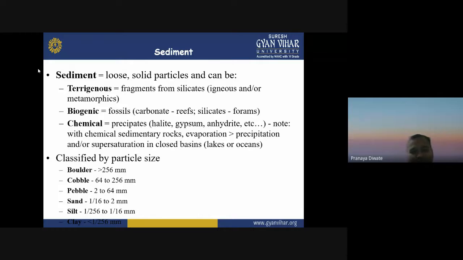You can classify the particle size. Boulder is more than 256 mm. Then cobble is 64 to 256 mm. Then pebbles are 2 to 64 mm. Then sand is 1/16 to 2 mm. Then you have silt and clay.